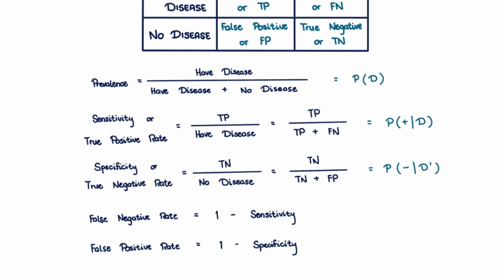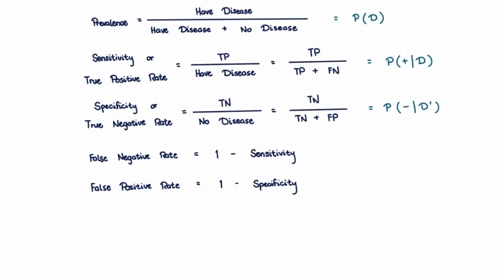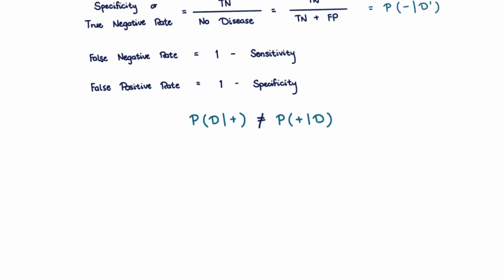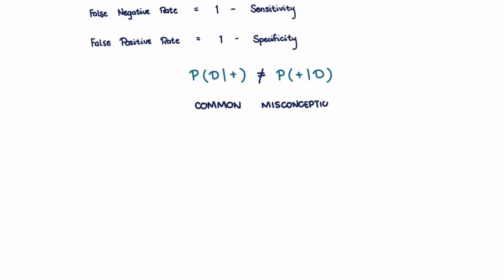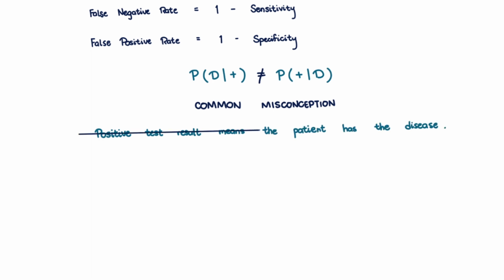Going back to our sample problem, we are looking for the probability that the dog has the disease given that he tested positive. This is not the same as the probability of testing positive given that he has the disease. That's just the sensitivity. So if you answered A, then that's incorrect. It is a very common misconception that a positive test result means that the patient has the disease. The test result on its own also does not tell you the probability the patient has the disease.